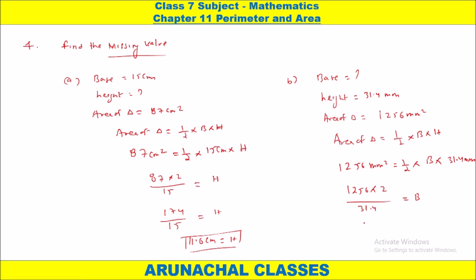How? Here I will write down 1256 multiplied by 2 into 10 divided by 314 equal to base value. Now we have to solve this one. Just solve the things. It will be 80 mm. That will be the base value. That will be the base length.